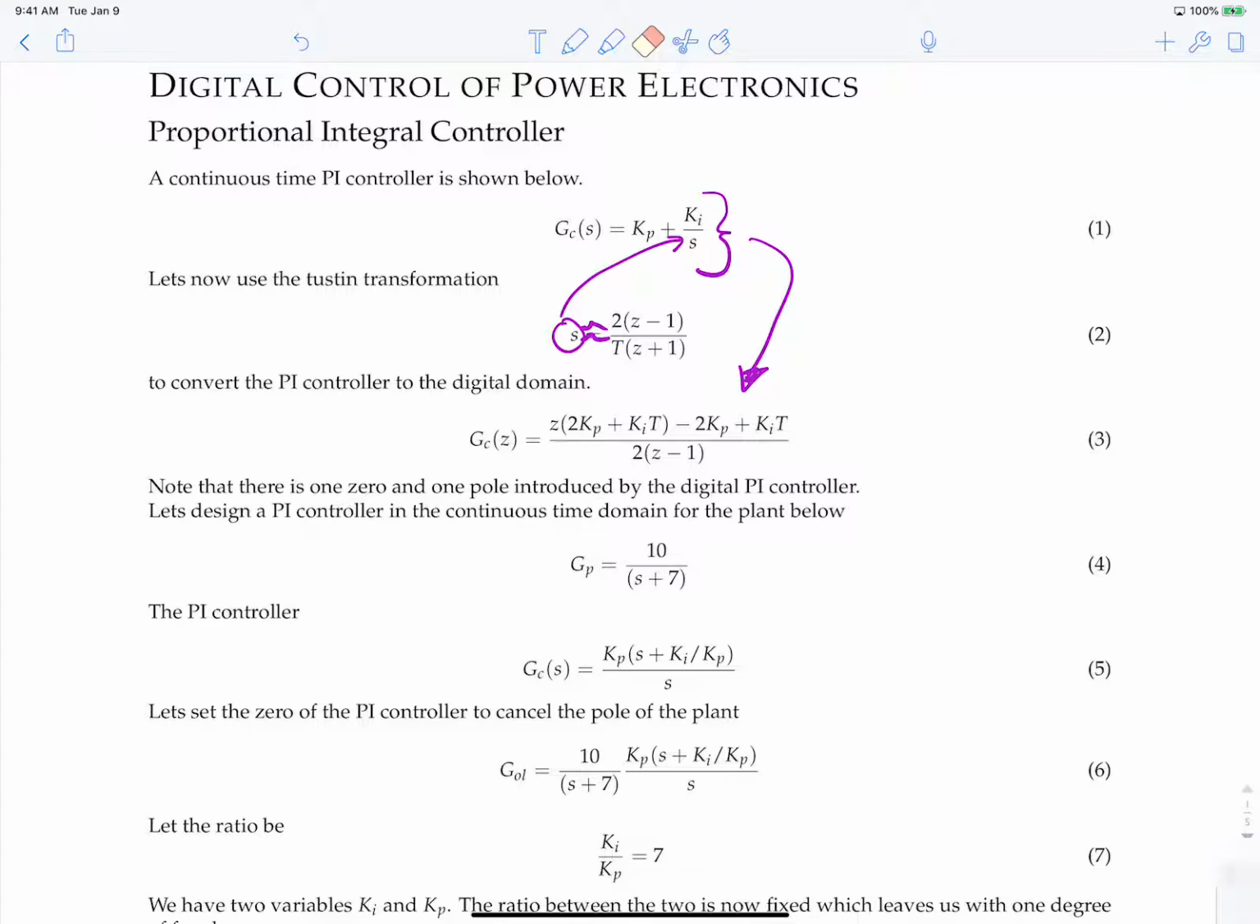All right, so here's our controller. And again, this is the same as equation 1. I just pulled out a gain of Kp that's common to both terms and got a common denominator. So it's easy to see in a PI controller that you have a pole at the origin, and you have a 0 right here. It's pretty easy to see when you factor it like that.